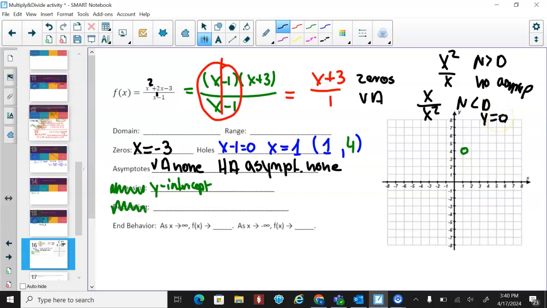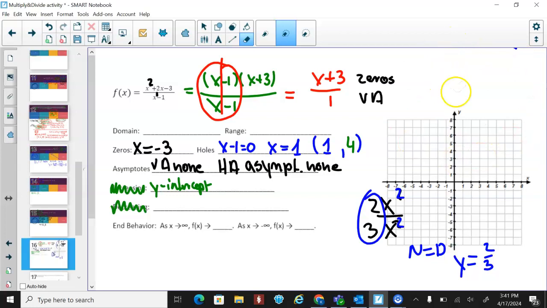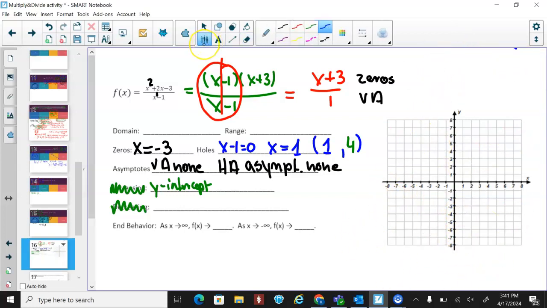Okay? Now, lastly, if they are the same, x squared over x squared, and let's just see, we got 2 and a 3 here. If the 2 and 2 are the same, so numerator is equal to denominator, we're going to take the numbers in the front, the coefficients. And my horizontal asymptote is going to be 2 over 3. Okay? All right. So if you need to write it down, please do so. Okay? All right. What else we got here?